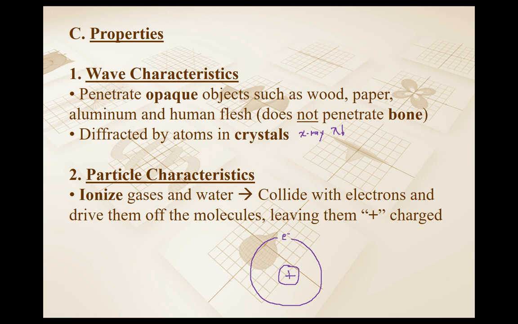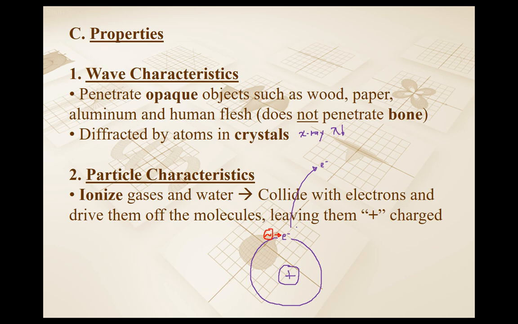Okay, so the reason this is a particle characteristic is if you have an X-ray photon and it actually approaches this electron here. Again, a photon is an energy carrier. What it can do is transfer energy into the electron, and the electron will get enough energy that it actually wants to leave the atom. So this electron would then go away. So you've ionized the atom or the molecule, whatever you're looking at, and that leaves it with a positive charge.